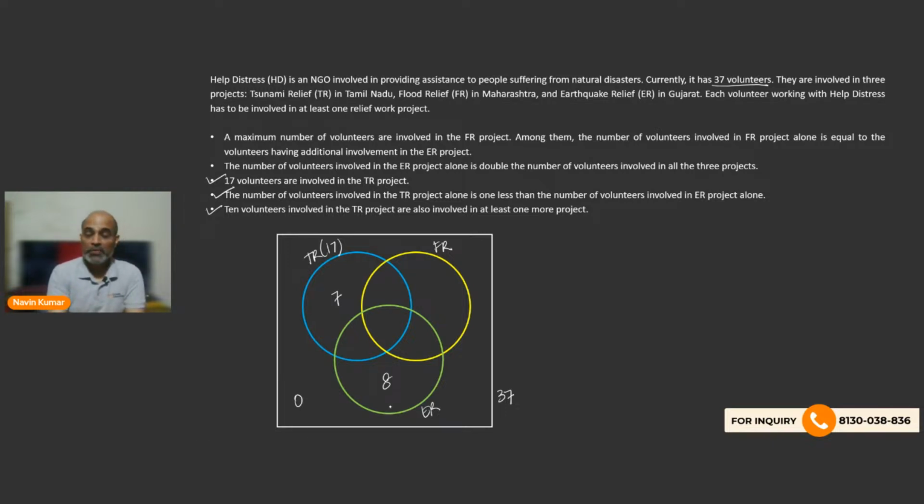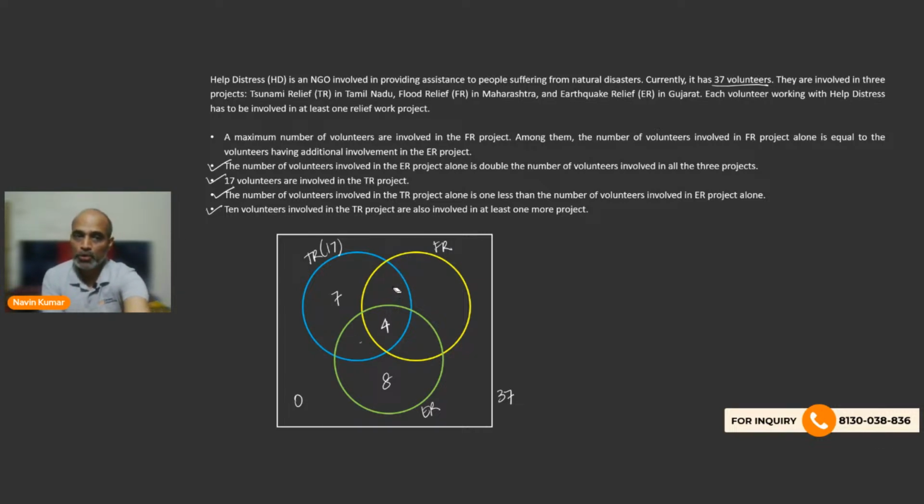Now, the moment we get ER alone as 8, we can go back to the second bullet point. The number of volunteers involved in the ER project alone, which is 8, is double the number of volunteers involved in all the 3 projects. So if this is 8, all the 3 is supposed to be 4, right? So we are done with this bullet point as well. Now, you know the sum of all these three regions for TR was 10, right?